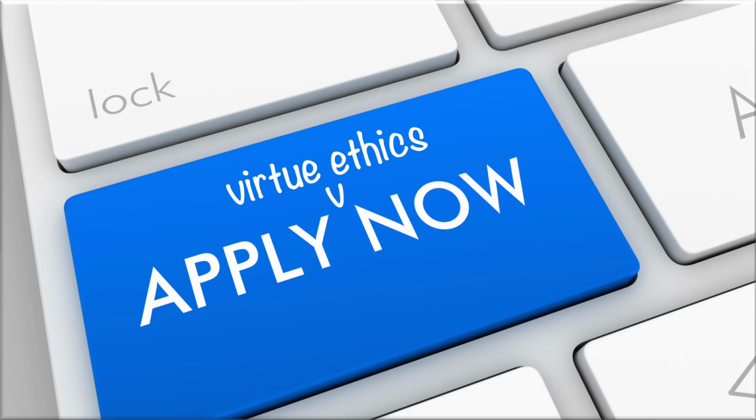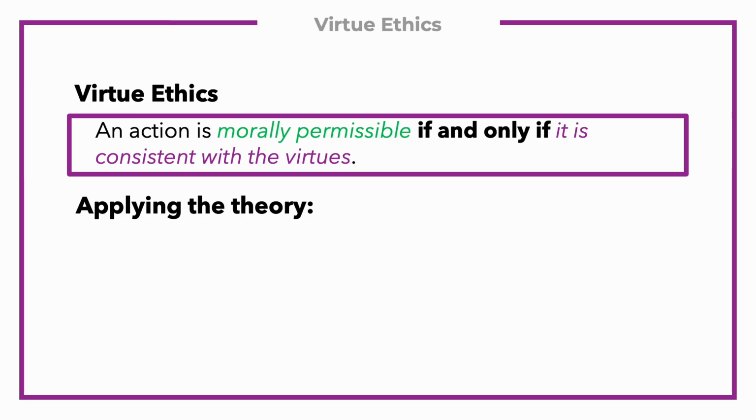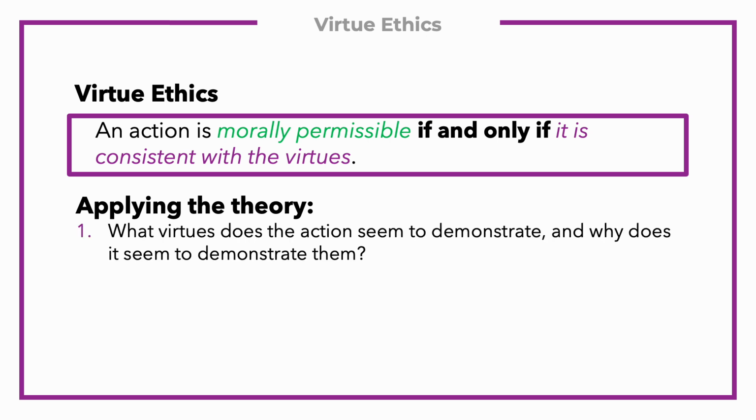All right, so now we're going to figure out how to apply this theory. You'll notice that I've talked about two different versions of virtue ethics, the target-centered and the exemplarist. We're going to just focus on the target-centered version. So we're going to apply this definition. An action is morally permissible if and only if it's consistent with the virtues. So as we apply the theory, we want to ask the following questions.